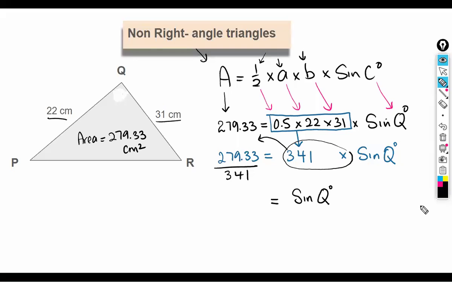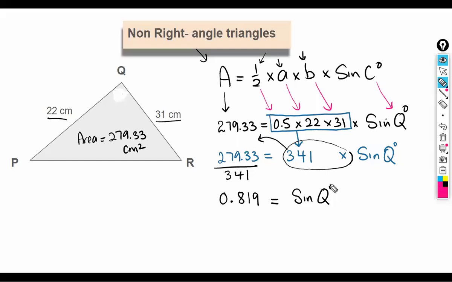79.33 divided by 341. Anybody getting this here? Again, 0.819. Let's try to be a little exact, right? Because I want to try to get something as close. If you put 0.82, I will make a fuss, right? That is 0.189. But are we finished? Are we finished solving for Q?